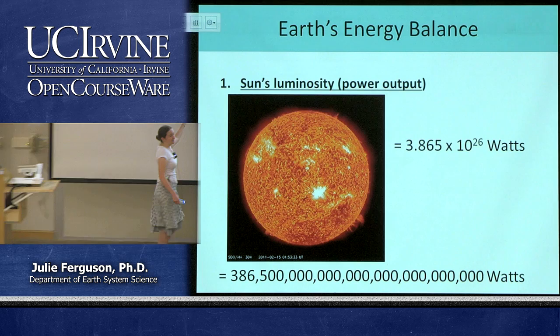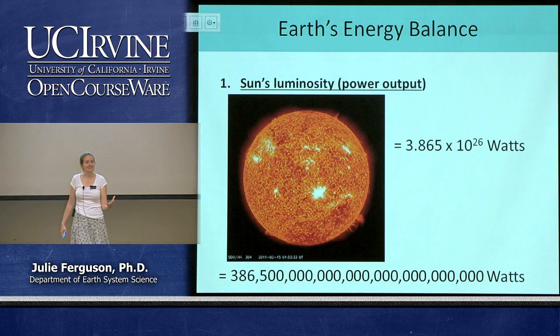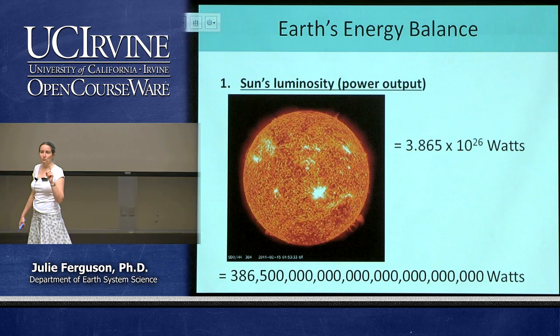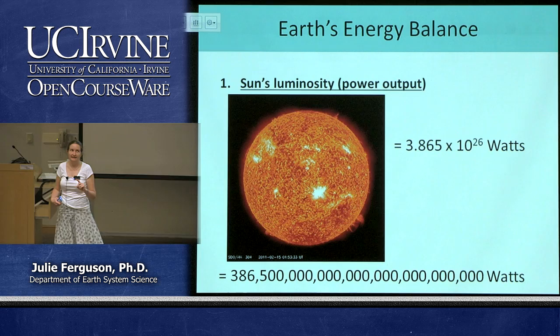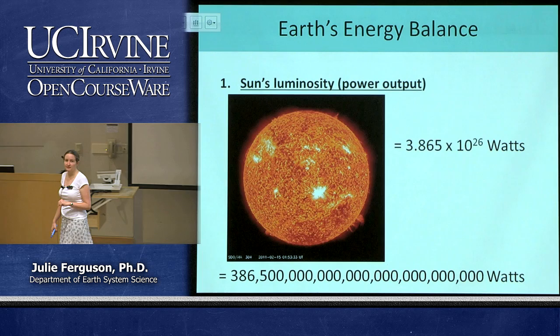What's a watt? It's a measure of how much energy the sun is emitting per second, okay? So 1 watt is equal to 1 joule, which is one of those units of energy, J-O-U-L-E, joule, per second. So 1 watt equals 1 joule per second. And you'll have a chance to practice using these units in the discussions next week.